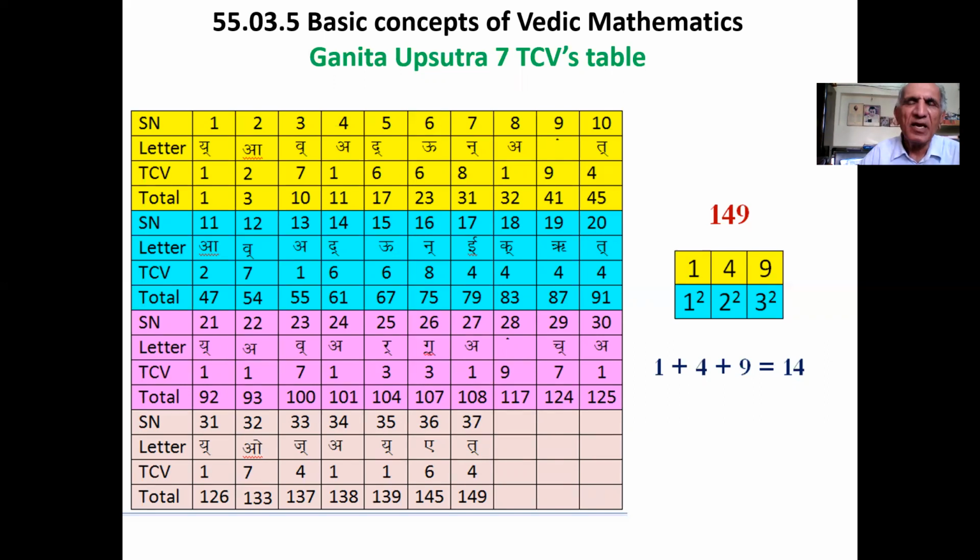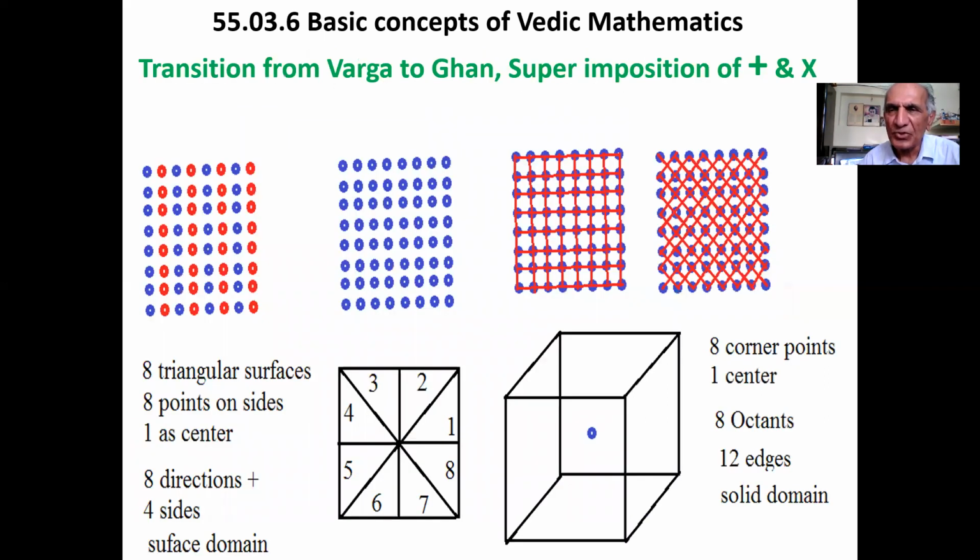One shall sit comfortably, and permit the transcending mind to continuously remain in trance and to glimpse the transition from Varga to Ghan, from square to cube, from hypercube 2 to hypercube 3, and the superimposition of our addition operation and vertical operation, with the symbolic representation as the symbol of a pair of axes at 90 degrees and the cross symbol in diagonal format.